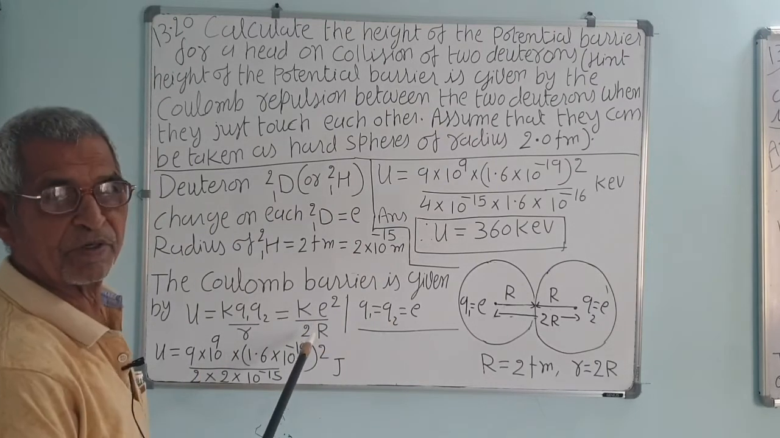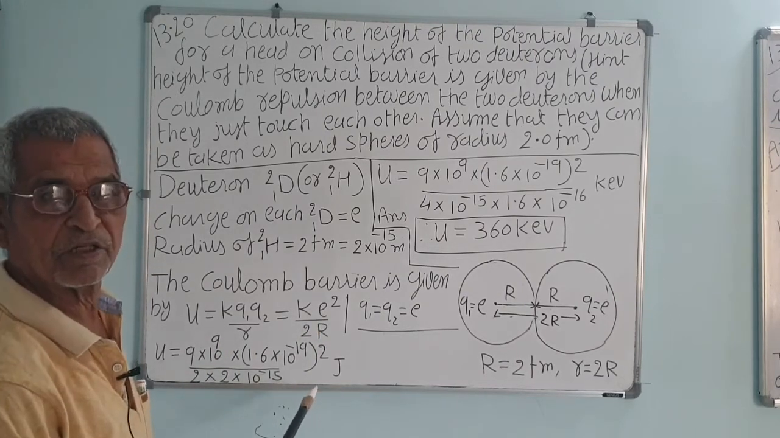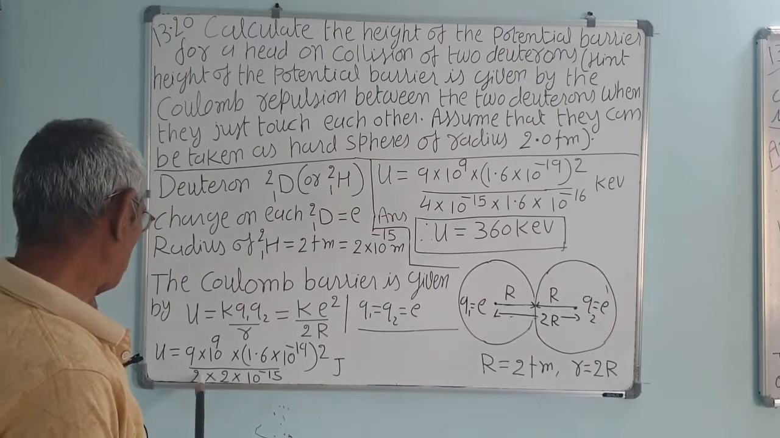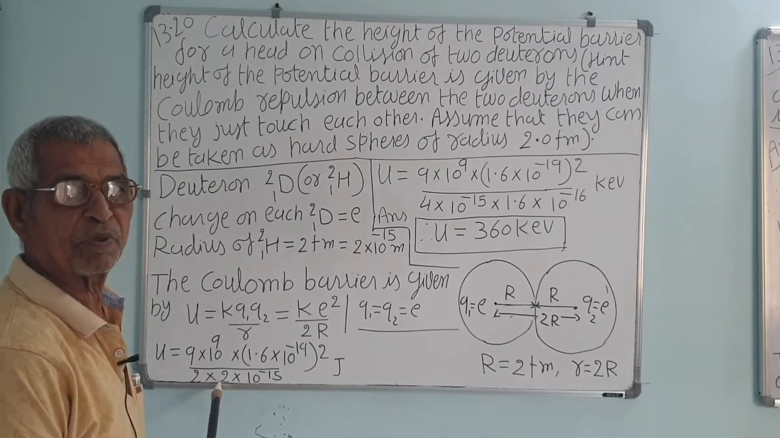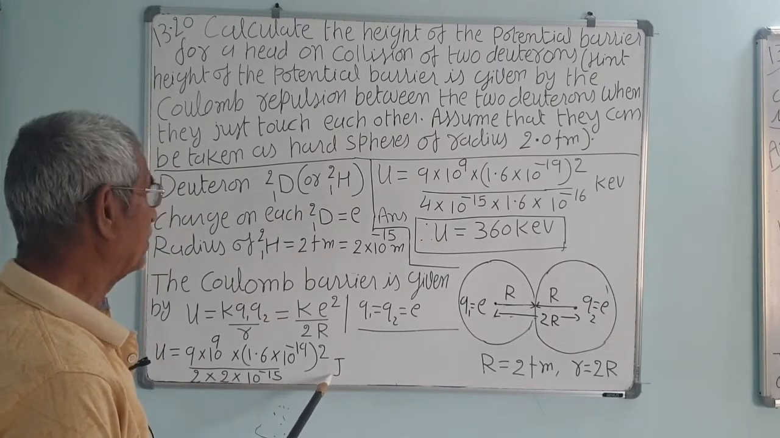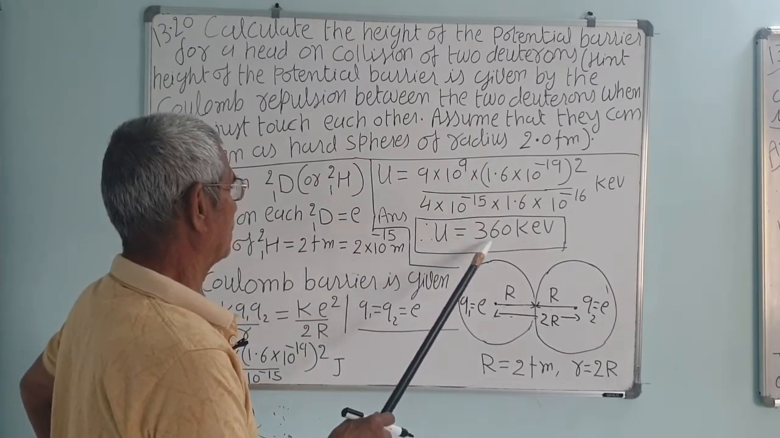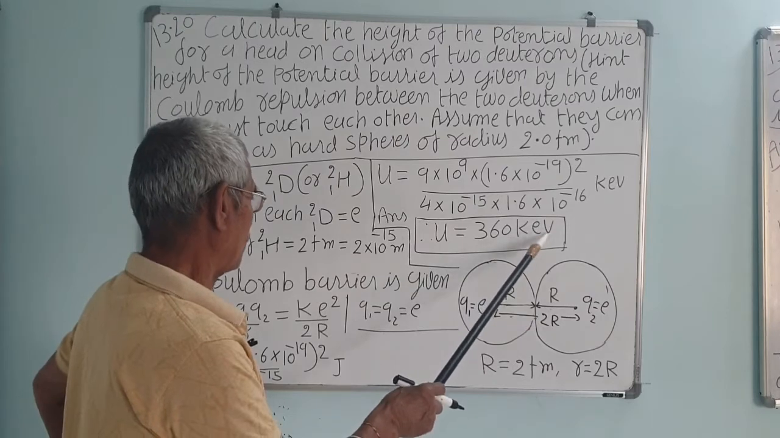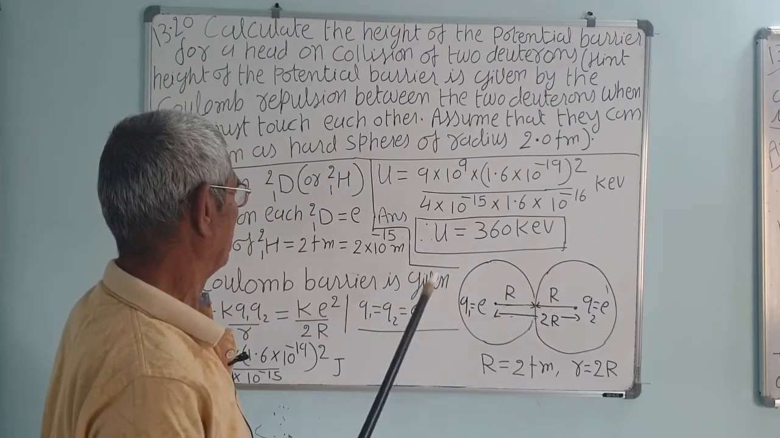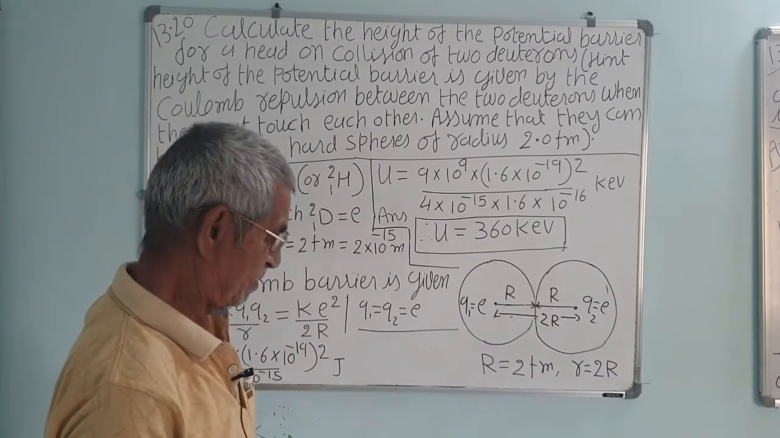So K is 9 into 10 raised to 9, into the charge of electron 1.6 into 10 raised to minus 19 coulomb, square of this, upon 2R, that is 2 into 2 Fermi-meter, that is 2 into 10 raised to minus 15 meters. The answer will be in Joule. This calculation comes to U is equal to 360 kilo electron volt. It's a very high electric repulsion, you can say, correct. It has the same charge, so it will repel.